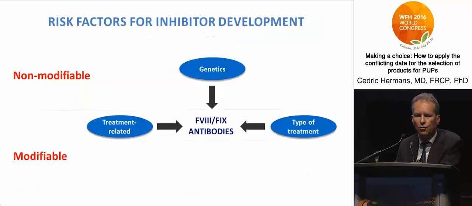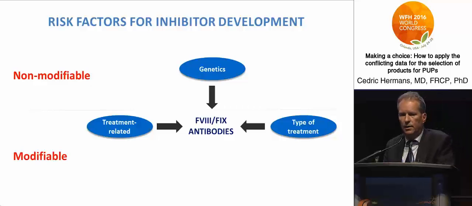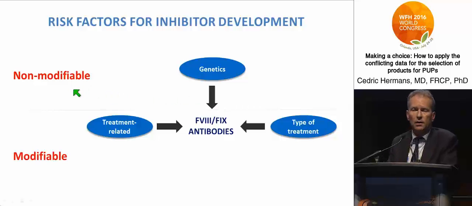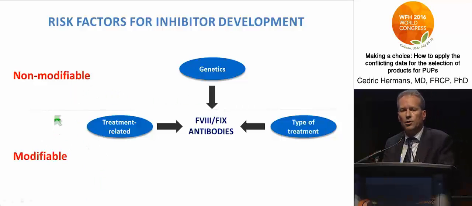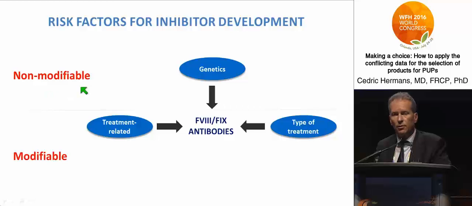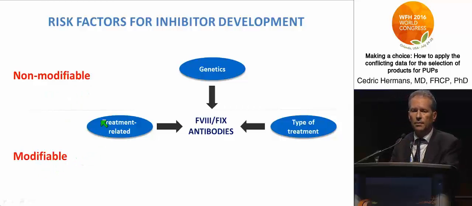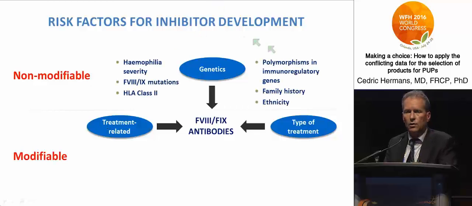What are the major risk factors for inhibitor development? You are familiar with most of them. There are genetic factors, there are therapeutic factors which are related either to the type of the treatment or to the way of treatment. They are classically recognized as being non-modifiable, there is nothing you can do about them, or modifiable, you can influence them. So let's go into the details.